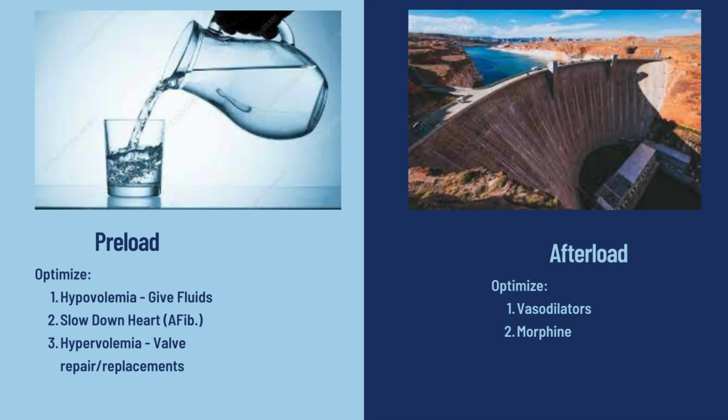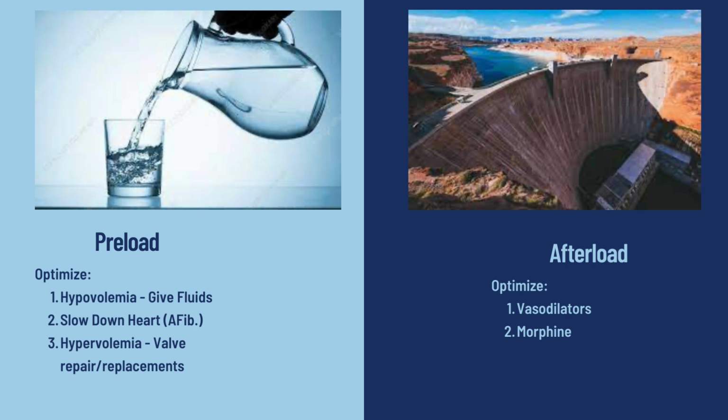So, ways to optimize preload and afterload. If a patient is hypovolemic, we optimize preload by giving fluids. So, say the patient's cardiac output's down because they are hemorrhaging, the best way to enhance cardiac output if their preload is low is to give fluids.